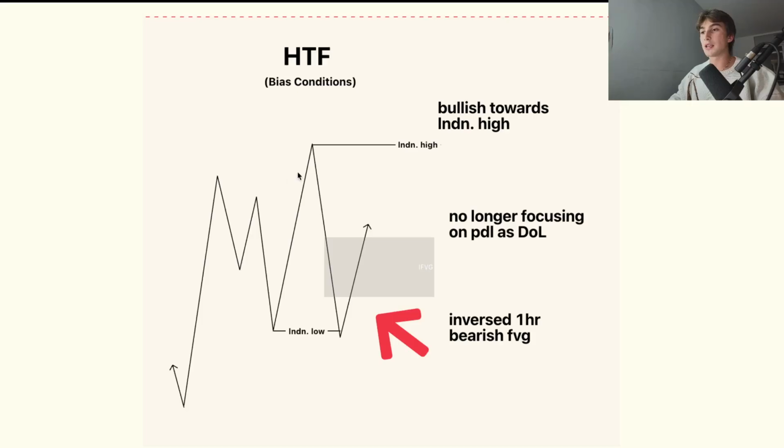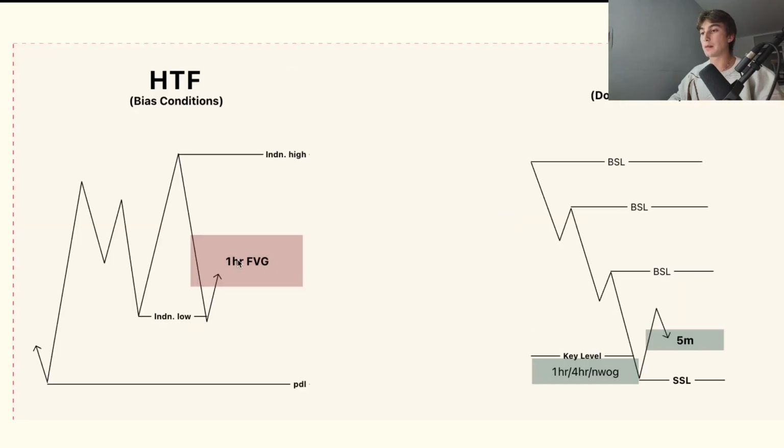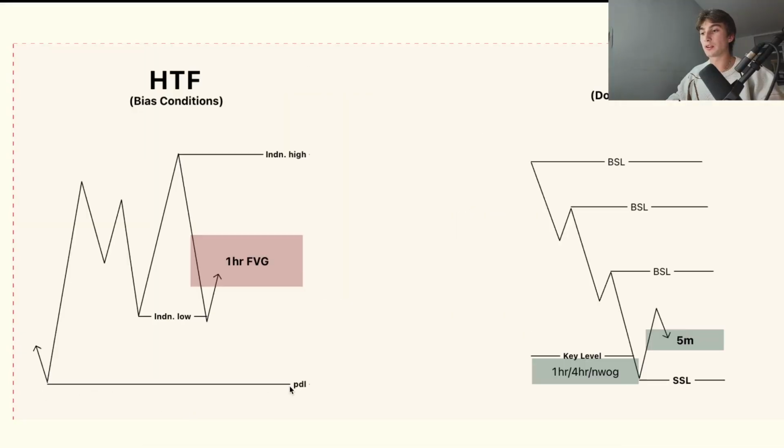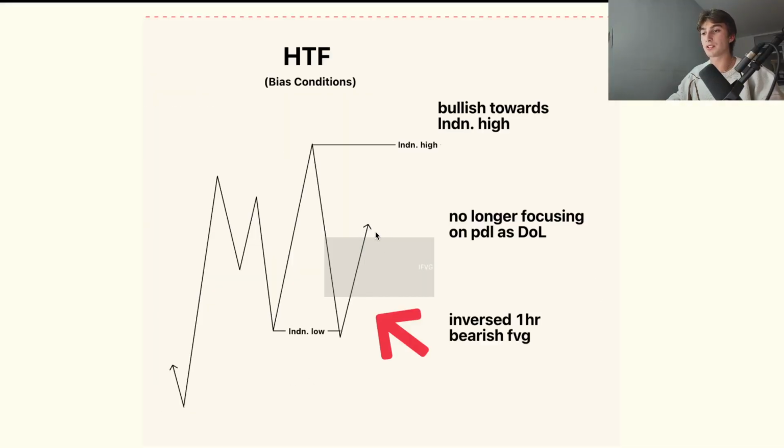But let's say that 1 hour fair value gap gets inversed. What's going through my brain now? Okay, we inverse this 1 hour bearish fair value gap. I'm no longer focusing on previous day lows as draw on liquidity. As you can see, I'm no longer having it marked out. I don't care. We've inversed this hourly. I'm not expecting price to trade down to here, and I'm bullish towards London highs.